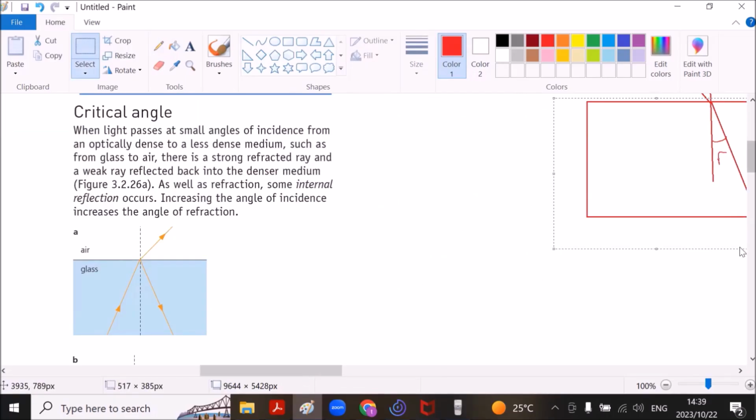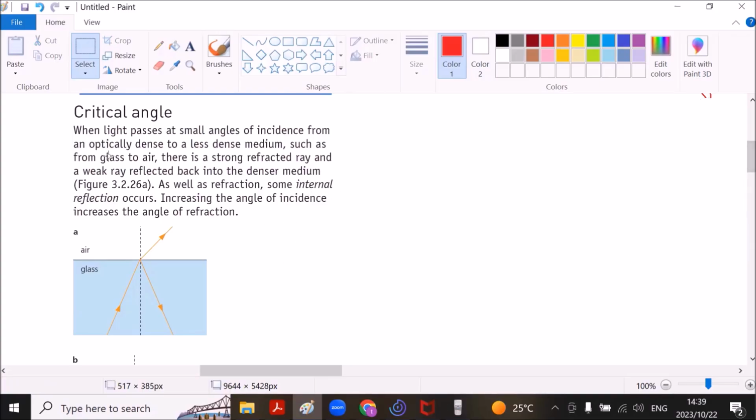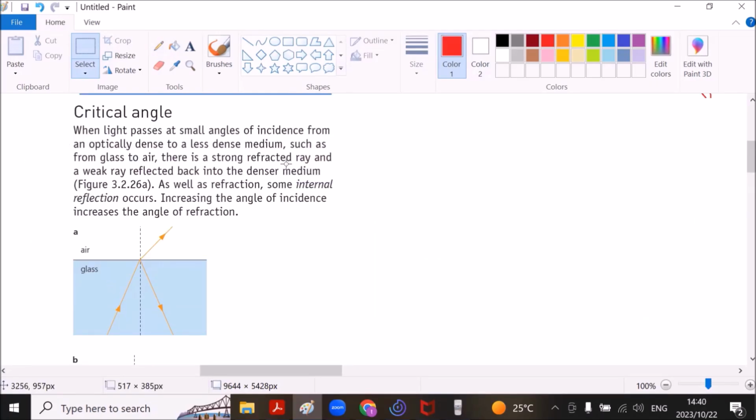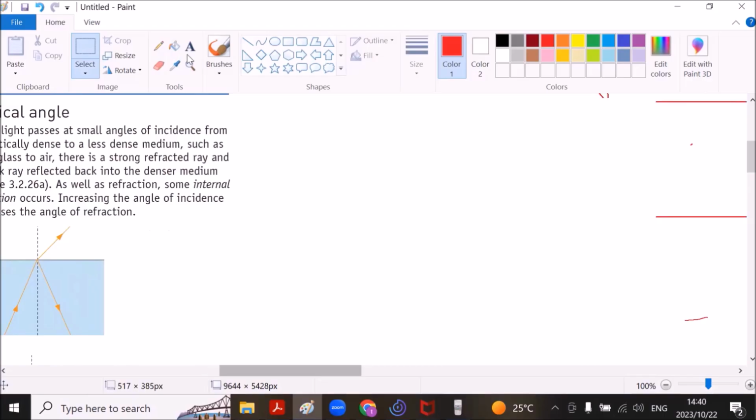Now let's look at the concept of critical angle. When light passes at small angles of incidence from an optically dense to a less dense medium, such as from glass to air, there is a strong refracted ray and a weak reflected ray back into the denser medium. Some internal reflection occurs. Increasing the angle of incidence increases the angle of refraction. Okay, let's look at that scenario.